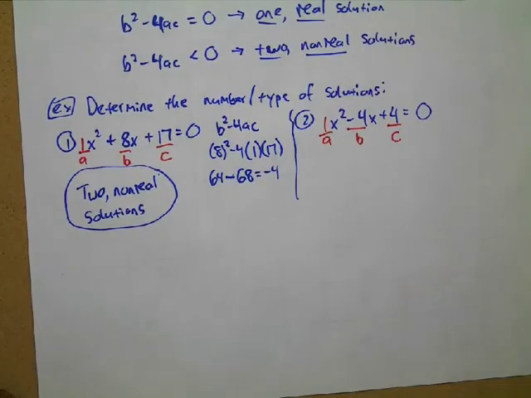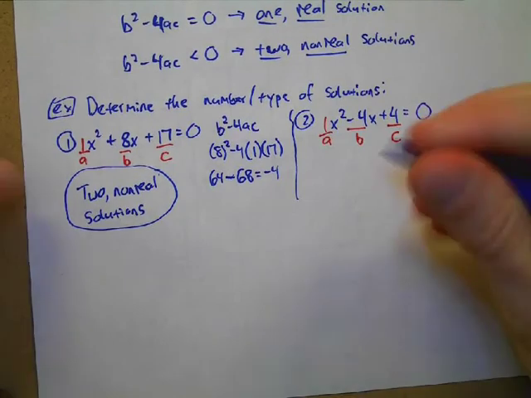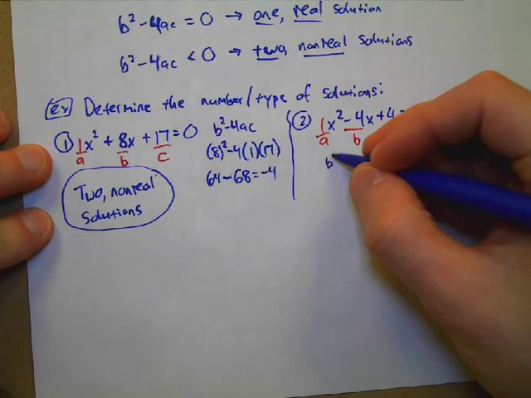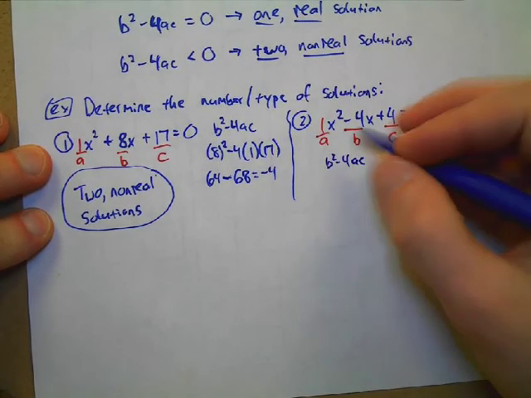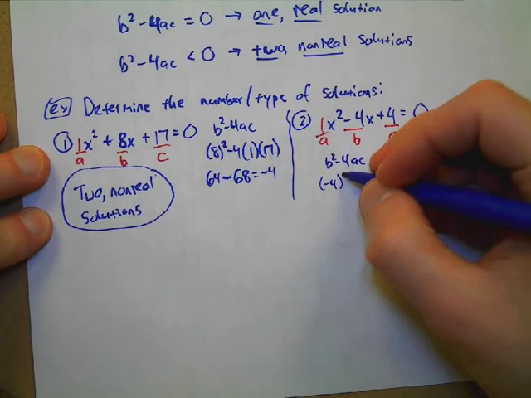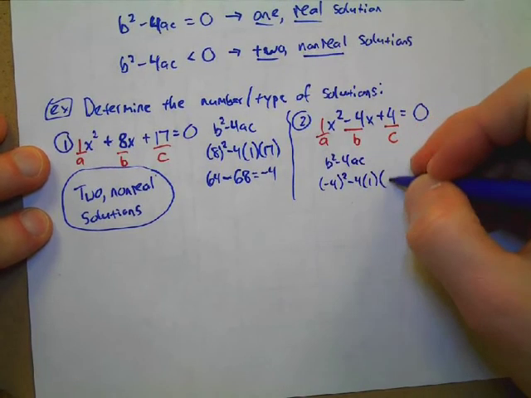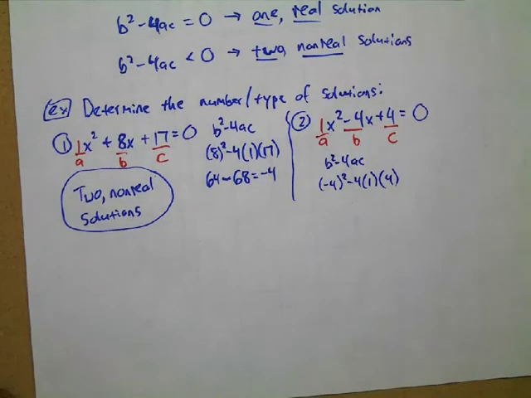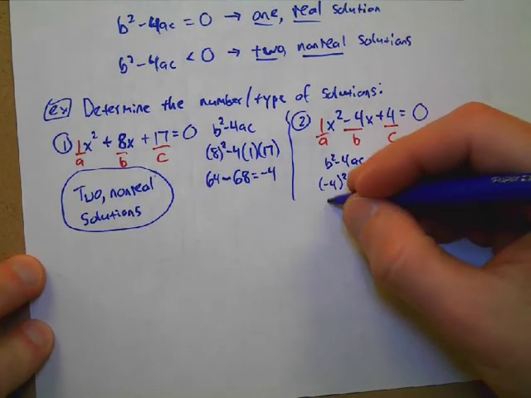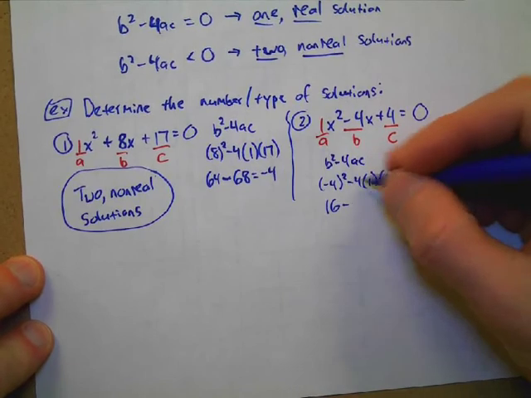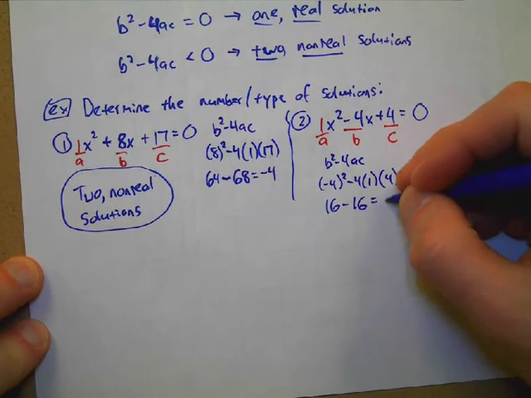So now we'll use our discriminant, b squared minus 4ac. Okay, we'll put the negative 4 in for the B, 1 in for the A, 4 in for the C. And we will simplify. So let's see, that gives us 16, right? Minus 4 times 1 times 4 is another 16. So 16 minus 16 is 0.